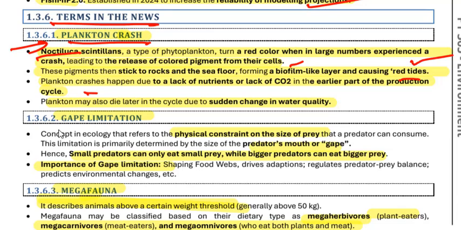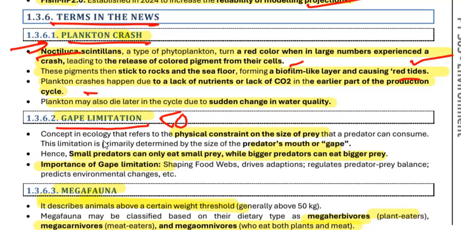Next is about the gape limitation. Gape limitation is nothing but the size of the mouth. According to this, the larger the mouth size, the bigger the prey that can be consumed. So you just need to know the term gape limitation, whatever is written here.